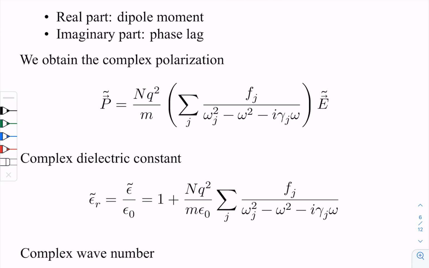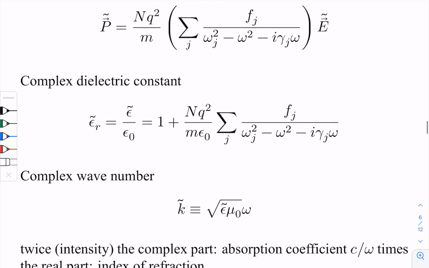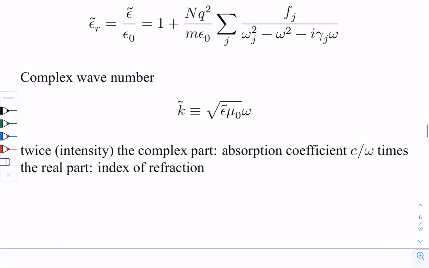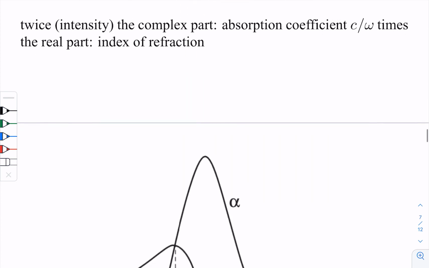Now, from the polarization vector, because for weak electric field, the polarization vector must be linearly proportional to the external E field. So this means that this proportionality factor is the dielectric constant. So from the capital P divided by the electric field, we get this part as the dielectric constant. Now, from the dielectric constant, we can also get the complex wave number, and from the wave number, we get the index of refraction.